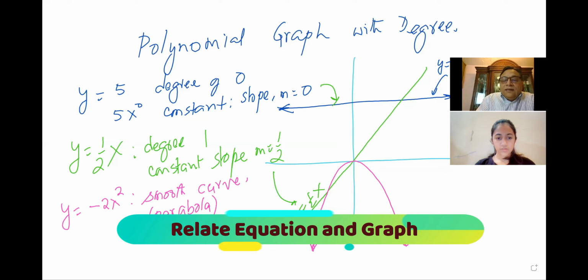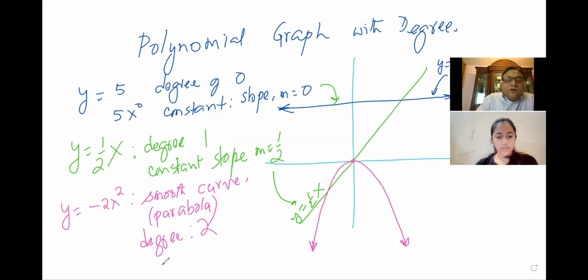Correct? And it has one turning point like this. Do you see that? Now here, this is a degree what? Tell me. Its degree is 2. Square. And the leading coefficient? Minus 2 is the leading coefficient. You get the idea. Don't forget the sign.